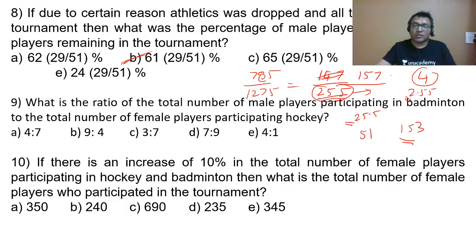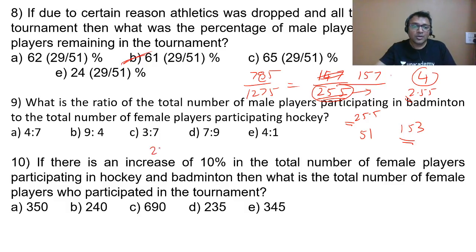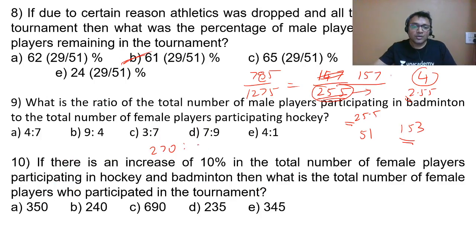What is the ratio of total number of male players participating in badminton to total number of female players participating in hockey? Male players in badminton is 270 and female players in hockey is 120. So if you reduce the ratio, it is 9:4, which is B option.